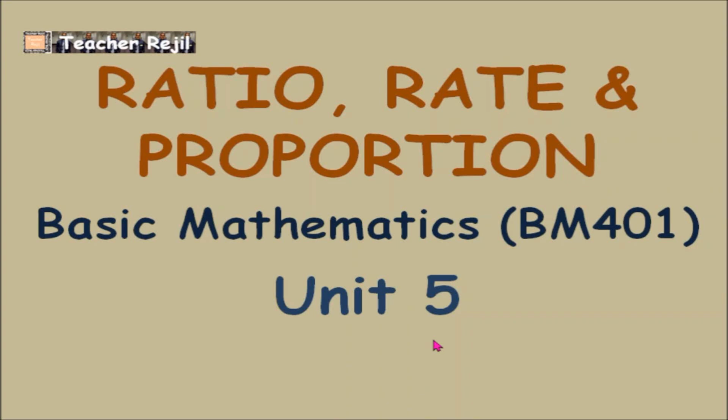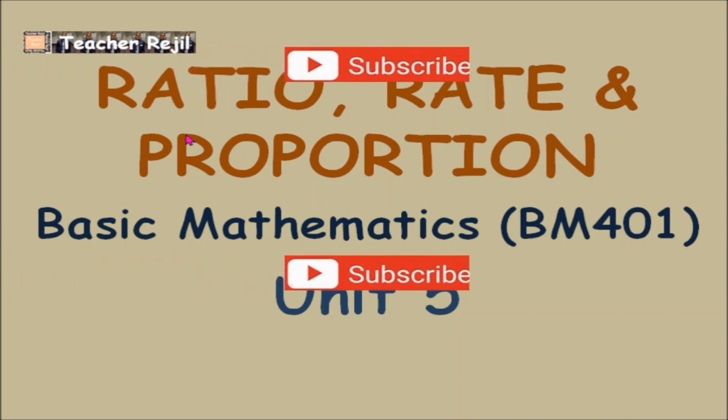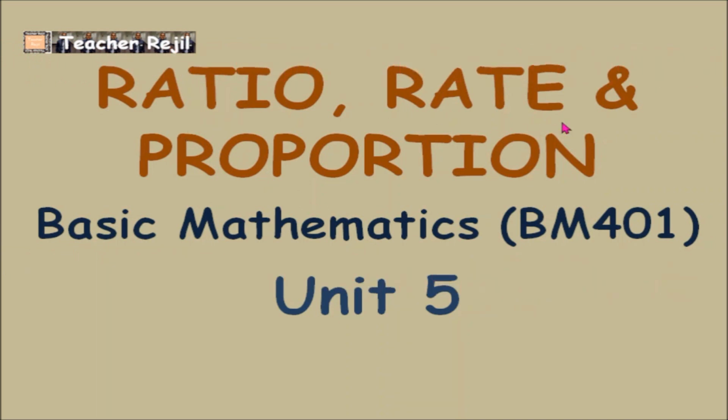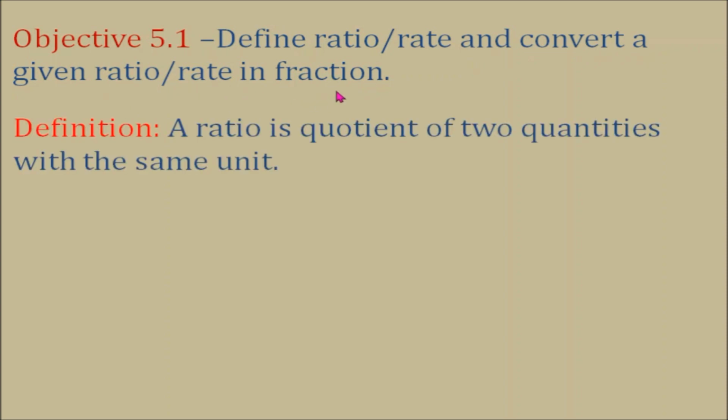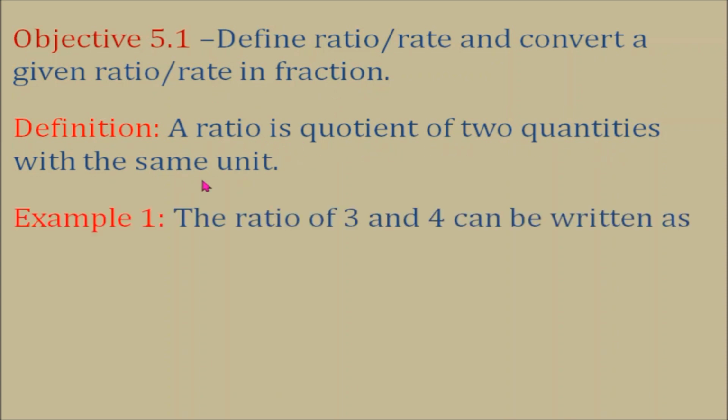This is Unit 5 of the course Basic Mathematics, and it's about ratio, rate, and proportion. Objective number 1. Define ratio or rate and convert a given ratio or rate in fraction. A ratio is a quotient of two quantities with the same unit.